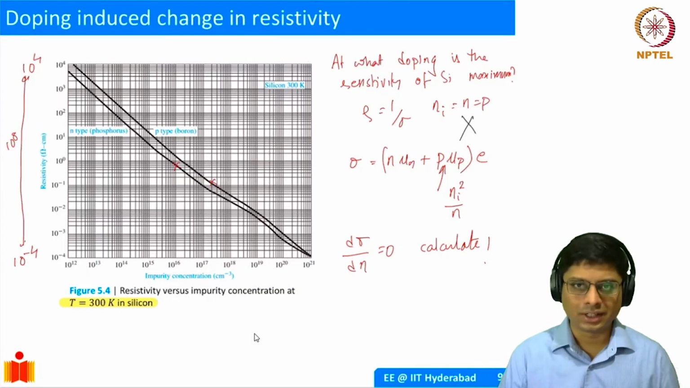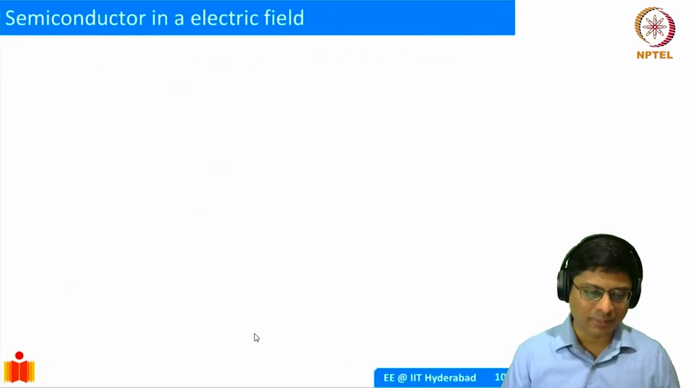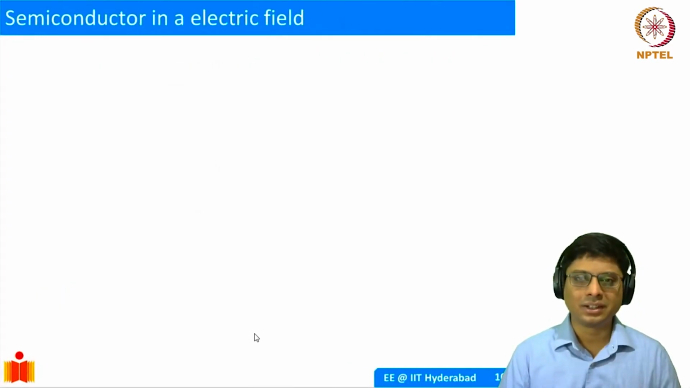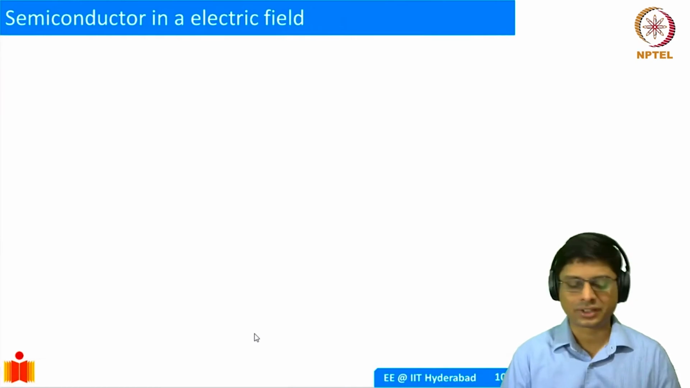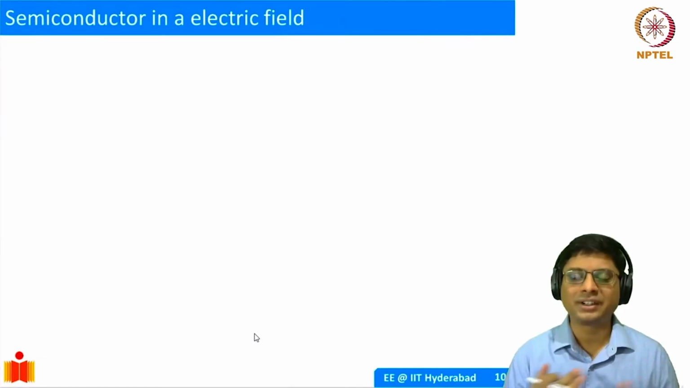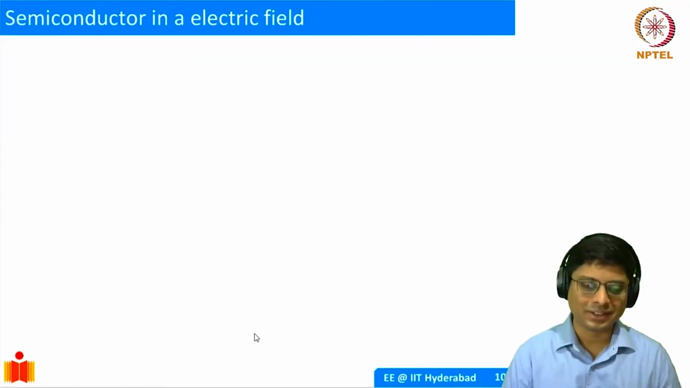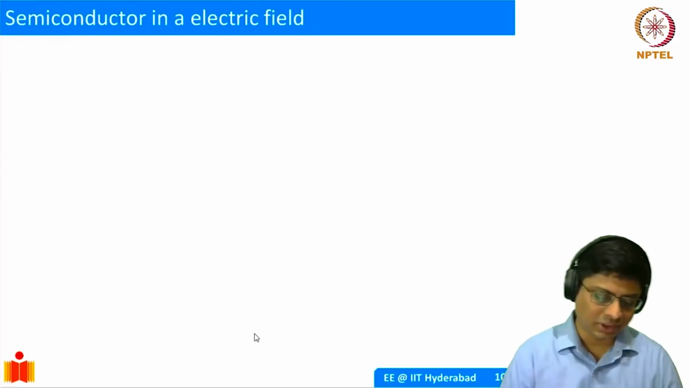Well, okay. Let me quickly try to introduce another concept. I probably will not be able to complete it today, but I'll come back to it in the next lecture. Okay. So this is a semiconductor. If you have it in an electric field, what happens in the bands? Okay. So we saw this picture already.